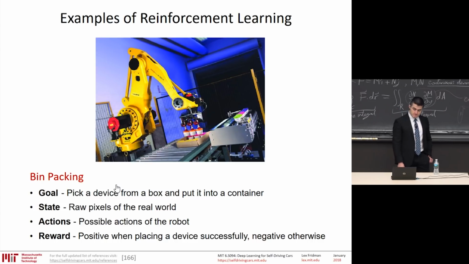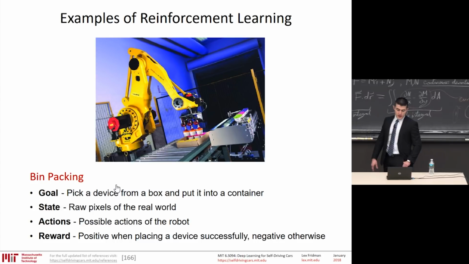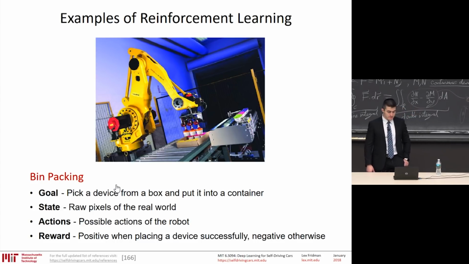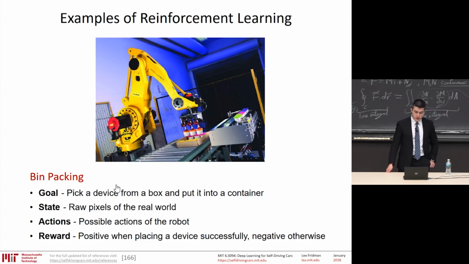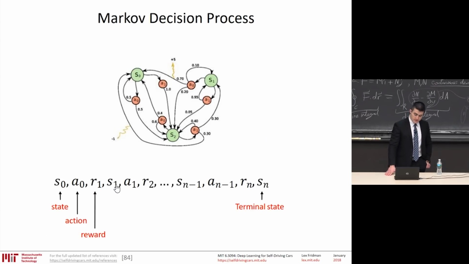Industrial robotics. Bin packing with a robotic arm. The goal is to pick up a device from a box and put it into a container. The state is the raw pixels of the real world that the robot observes. The actions are the possible actions of the robot, the different degrees of freedom, and moving through those degrees, moving the different actuators to realize the position of the arm. And the reward is positive when placing a device successfully and negative otherwise. Everything can be modeled in this way.